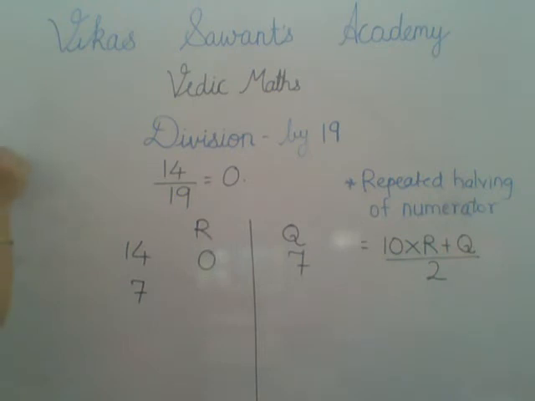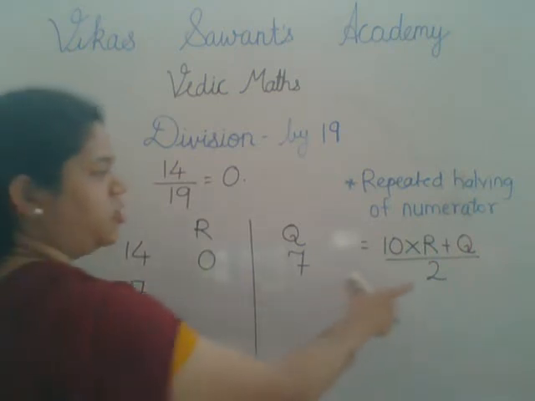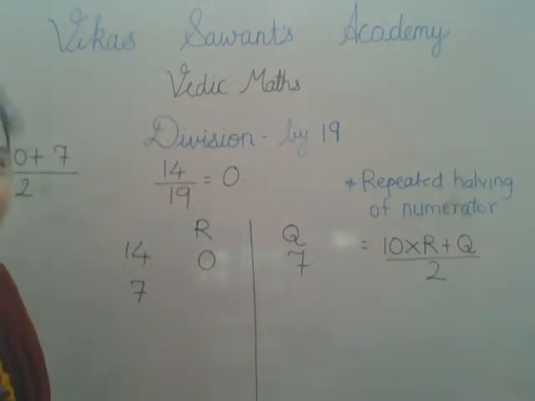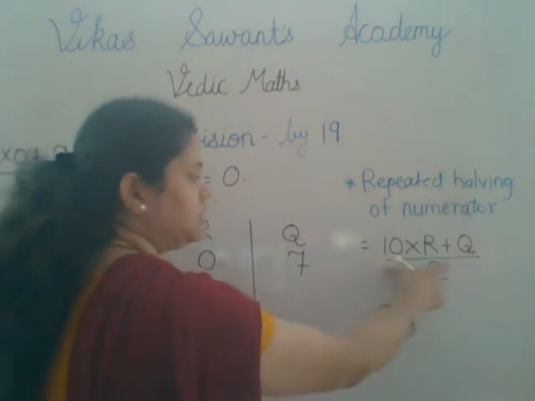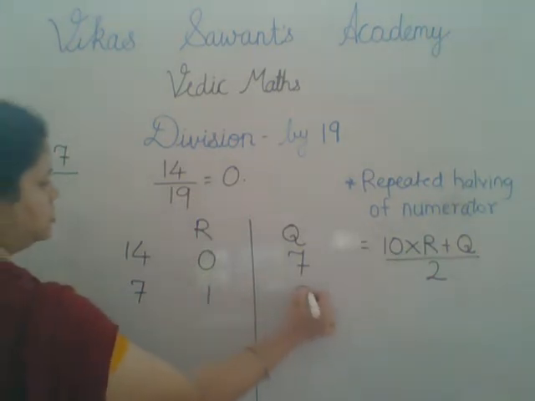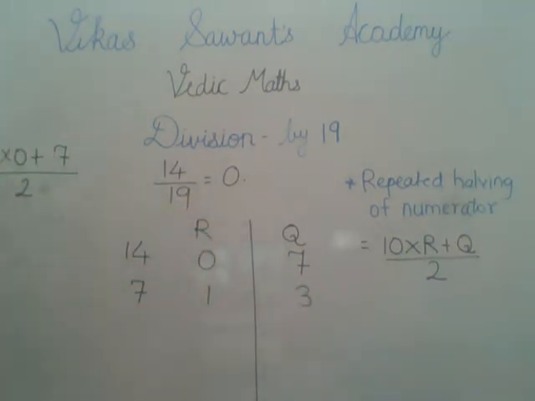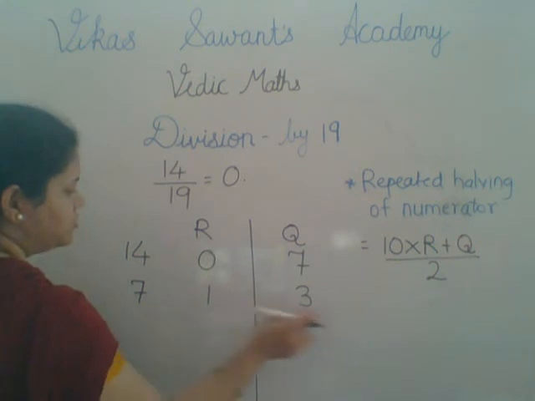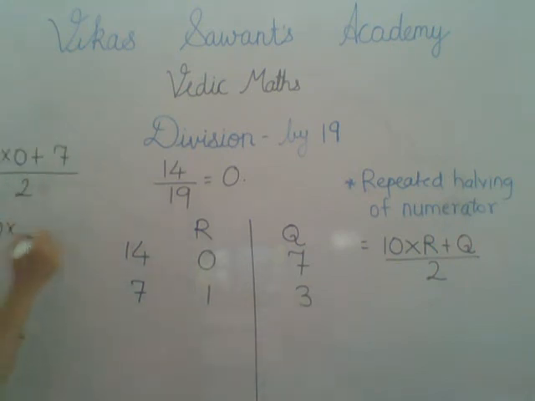What will you have? 10 into remainder 0 plus quotient 7, divided by 2. By this formula we are obtaining our new numerator and dividing it by 2. So here now 7 divided by 2. The remainder will be 1 and quotient will be 3, because 2 3s are 6, and 1 will be remainder. Now the new numbers we have obtained are remainder 1 and quotient 3.